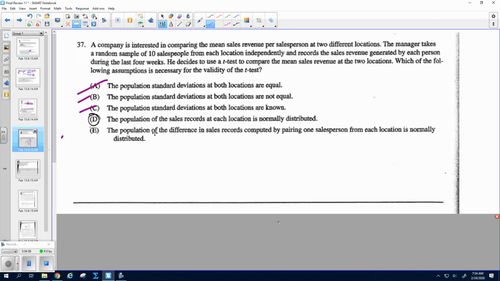Oh, and by the way, why is it not this one, E? That's because they aren't talking about matching up like their top salespeople. If they were to say we're going to take the top 2 salespeople and the next 2 salespeople, that might be a matched pairs, and we would just compute one, but we're just talking about 2 different samples, so you want to make sure both samples are normally distributed.